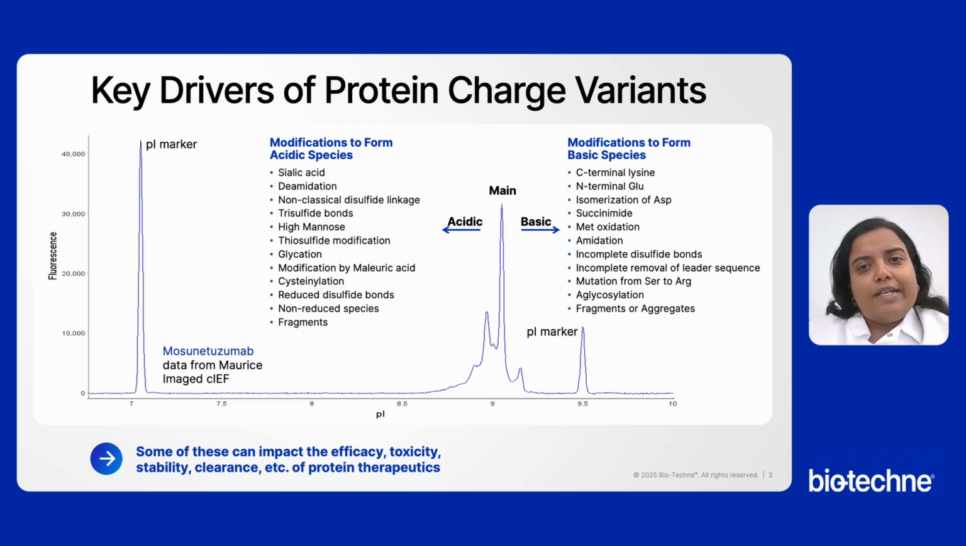Shown on this slide is an icIEF picture of an antibody, mosunetuzumab. Antibodies like these are typically analyzed for their main peak, and then to the left you can see the acidic species, and to the right of the main peak are the basic species. In here, there are listed post-translational modifications which are known to induce both acidic and basic charge changes for the mAbs.